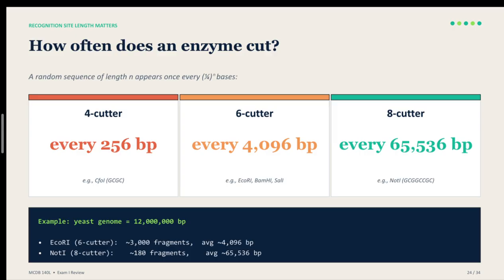If we wanted to apply this to a yeast genome, for example, right? 12 megabases means 12 million base pairs.